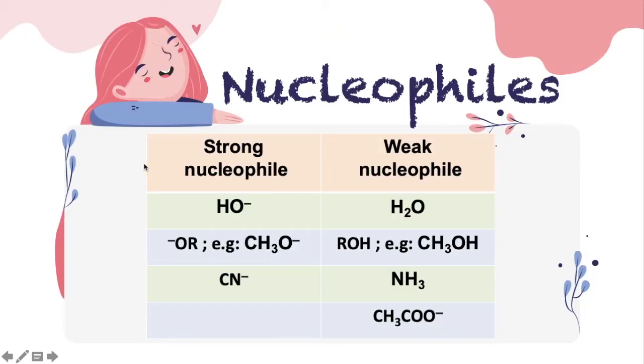These are examples of strong and weak nucleophiles. So OH minus is a strong nucleophile, OR minus, where R is an alkyl group, for example CH3O minus, and CN minus. If you notice, strong nucleophiles are anions and weak nucleophiles are neutral, except for CH3COO minus. This is a weak nucleophile.